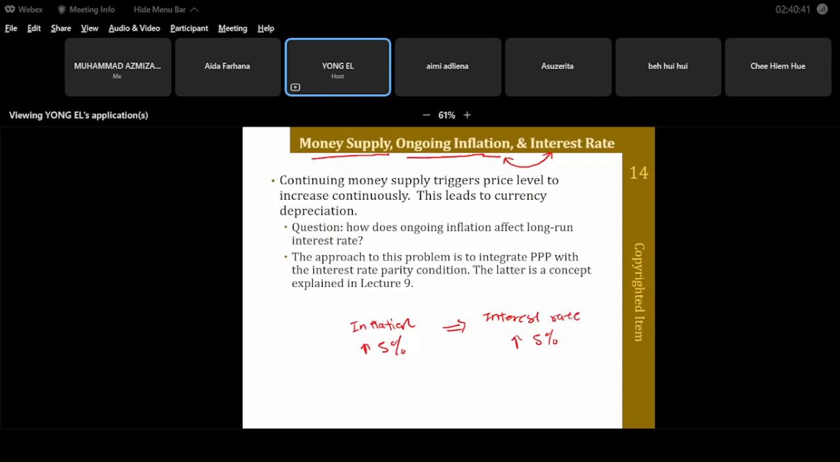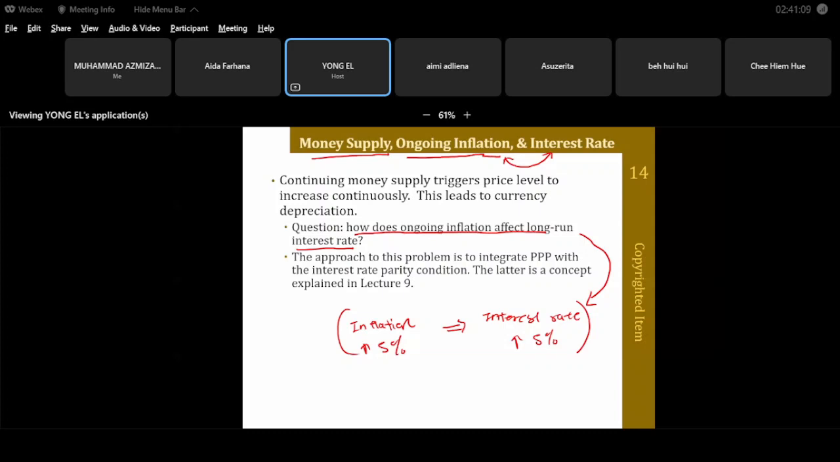Let's see, we will look at this formula. How does ongoing inflation affect the long-run interest rate? The general answer has been told to you. This is the answer: interest rate should be increased. That means the higher the inflation rate, the higher the interest rate is needed, according to this theory.